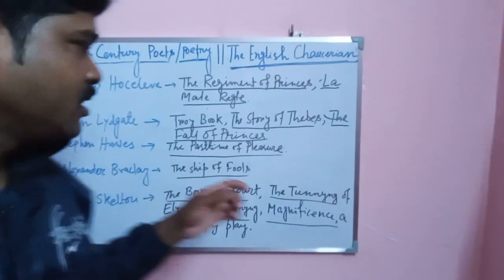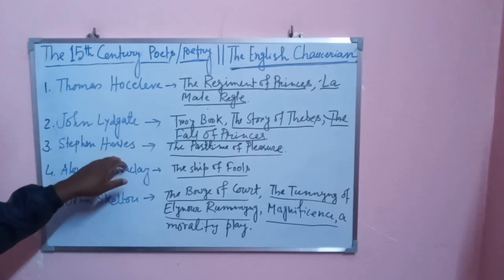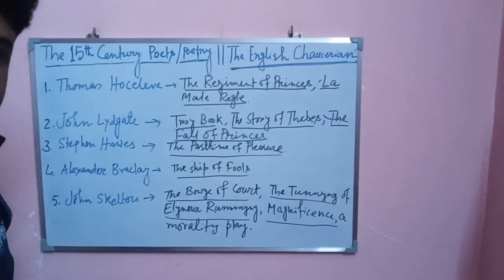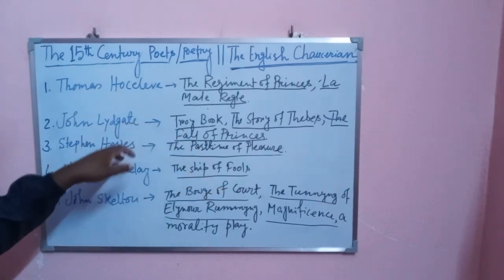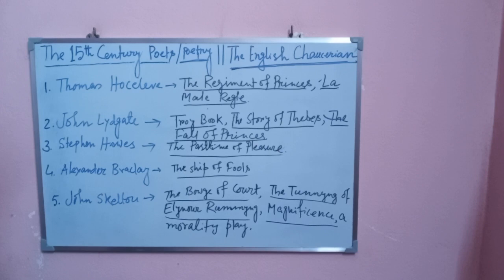Stephen Hawes is the third of the English Chaucerians, and he was a disciple of John Lydgate.